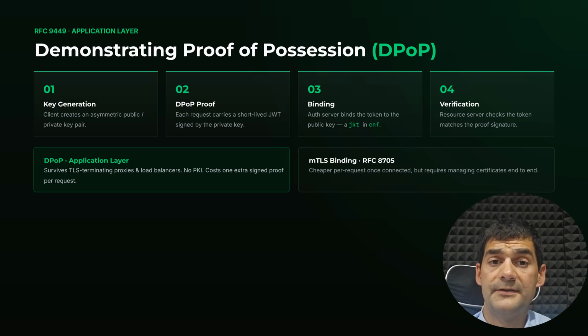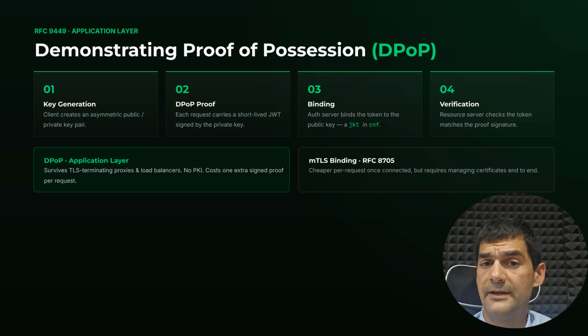Here, the client generates a key pair and signs a short-lived proof, a little JWT, for every request. The authorization server binds that token to the public key. So when do you reach for which? DPoP and mTLS binding solve the same problem at different layers.